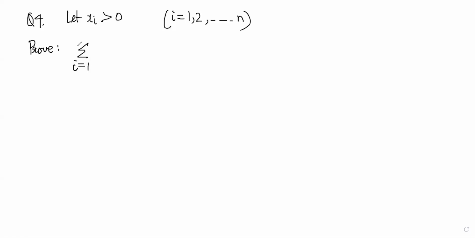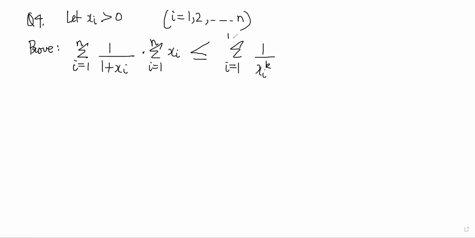Question number 4. We have let xi is greater than 0, where i is going from 1 to n. We have to prove that summation of i goes from 1 to n, 1 by 1 plus xi multiplied by summation of xi, where i goes from 1 to n, is less than equal to summation of 1 by xi power k, i goes from 1 to n, multiplied by summation of i goes from 1 to n, xi power k plus 1 by 1 plus xi.